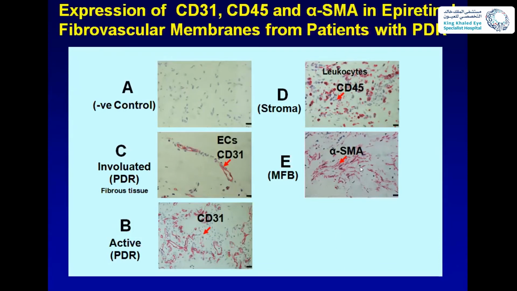You can even see more expression of alpha smooth muscle actin, which is the marker of myofibroblasts. So this figure represents that in the patient with PDR, you can see the epiretinal fibrous membrane. In active PDR, there are more endothelial cells, more leukocyte infiltration, and more expression of alpha smooth muscle actin. It means the conclusion is that inflammation is going on, because these inflammatory molecules and vascular connective tissue are increasing in number in the PDR patient.